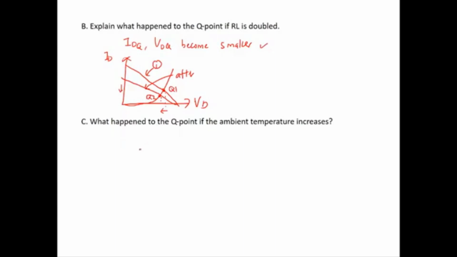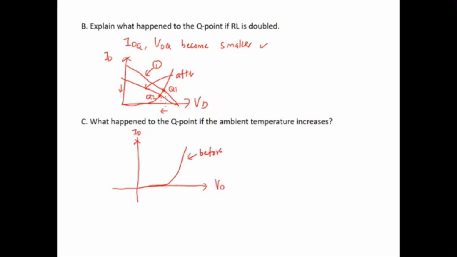Okay, next, what happens to the Q point if the ambient temperature increases? In order to answer this question, you need to understand the effect of temperature on the diode. When the temperature increases, the diode IV characteristic will be affected. We consider the forward bias. Let's say this is before, this is ID versus VD.